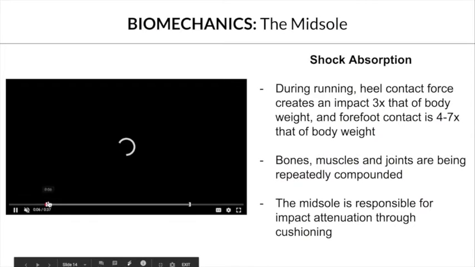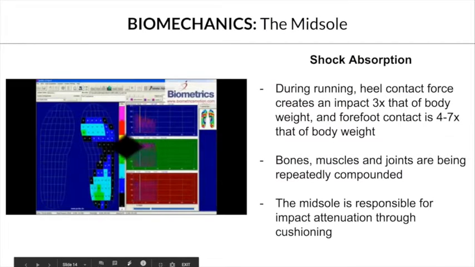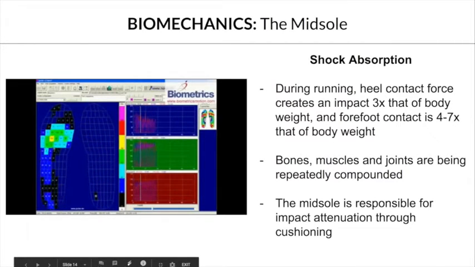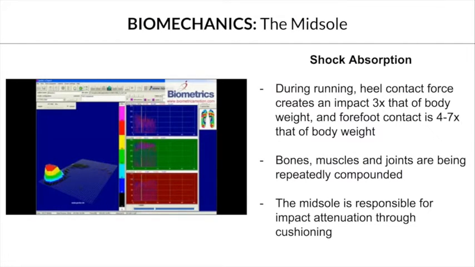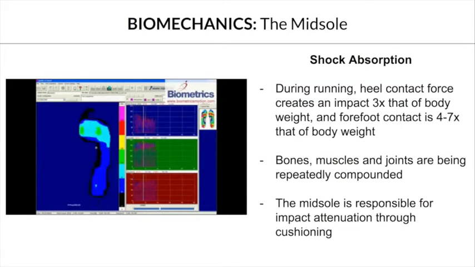When we run, the force of impact at our heel and forefoot is estimated to be 3 and 5 times greater than that of our own body weight. That's a lot of impact being compounded at our bones, muscles, and joints. One important job of the midsole is to attenuate or reduce the compressive force felt at our moving parts. The solution? Cushioning.